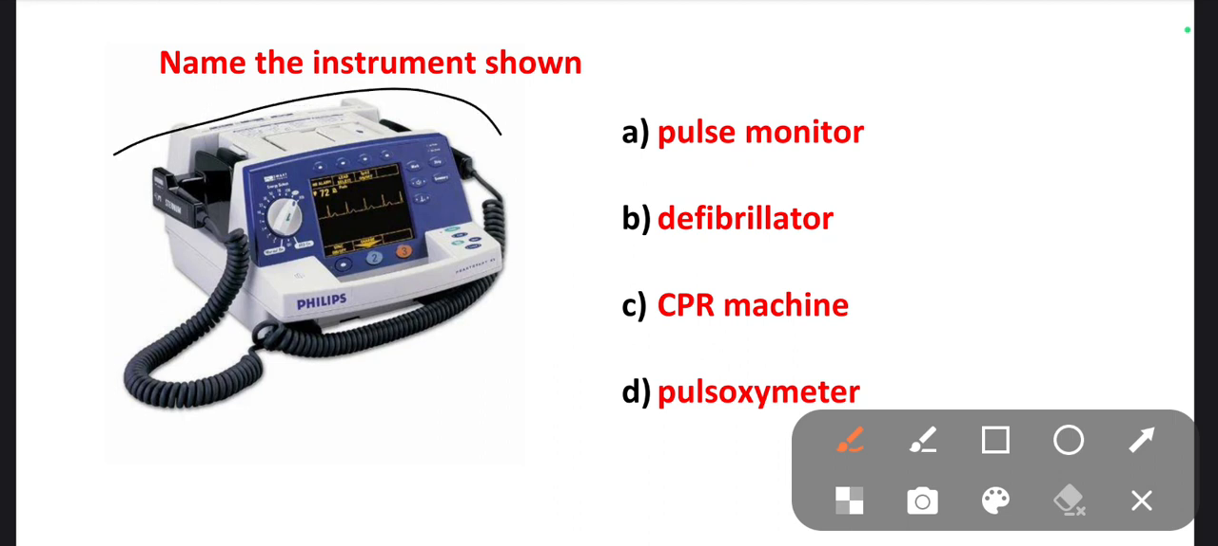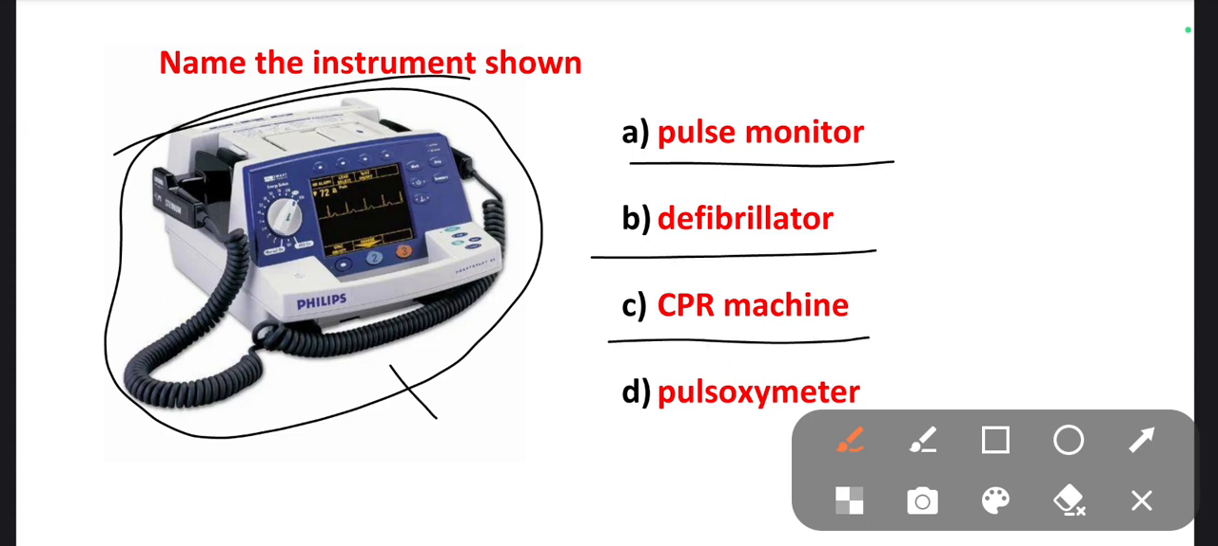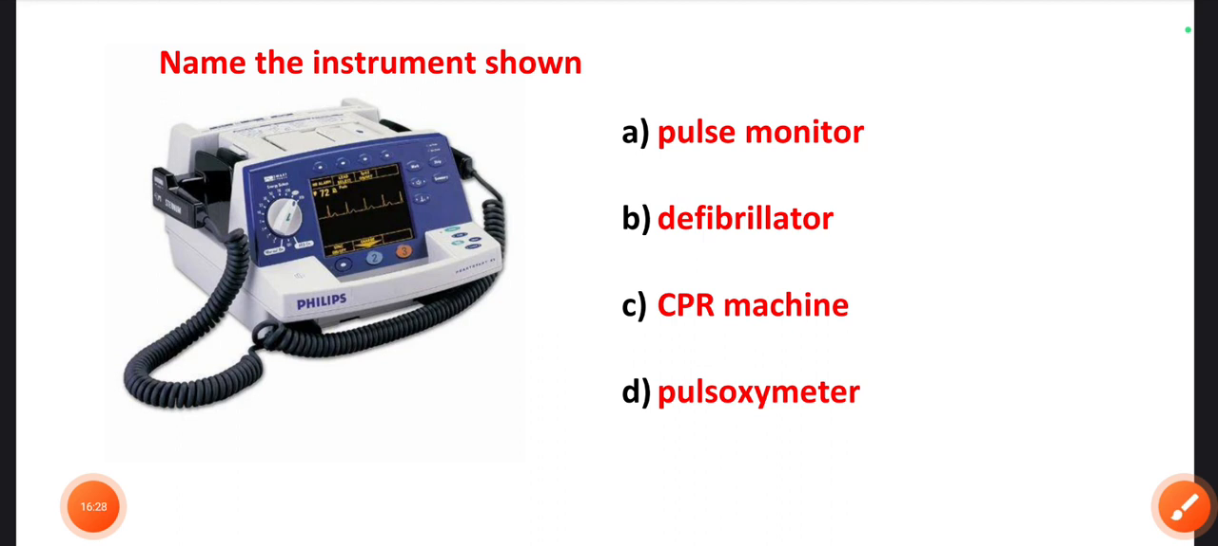Identify the instrument shown below. Maybe you have seen it in the hospital. This instrument is mainly available in the emergency room and intensive cardiac care unit. What is the name of this instrument? Options are pulse monitor, defibrillator, CPR machine, pulse oximeter. So which one is the right answer? Put it in the comment box.